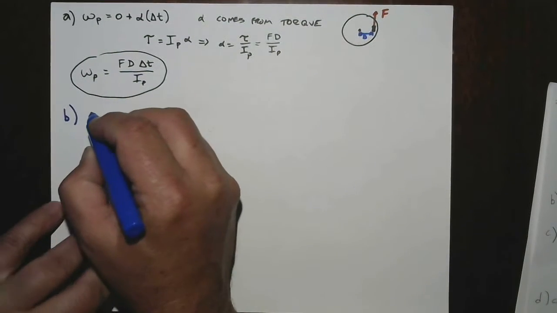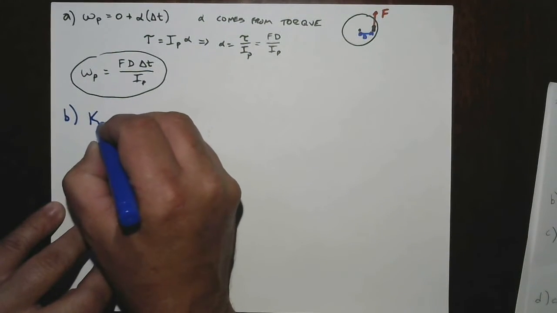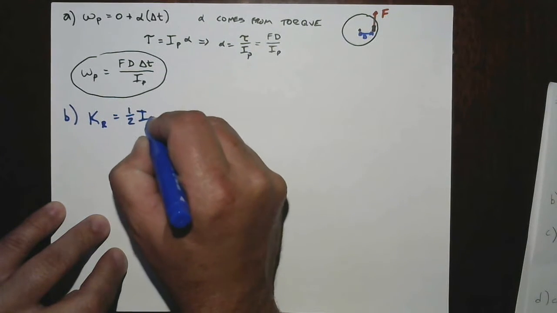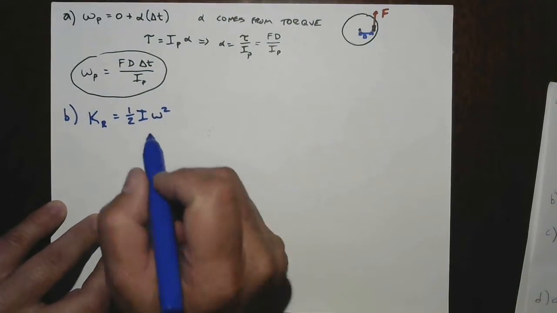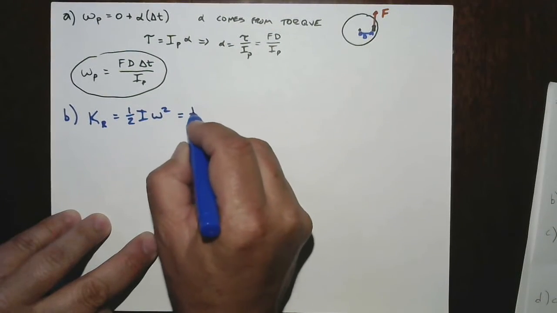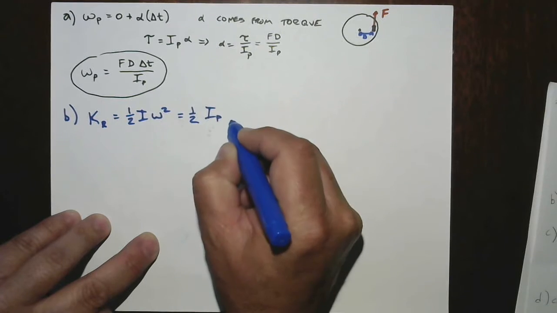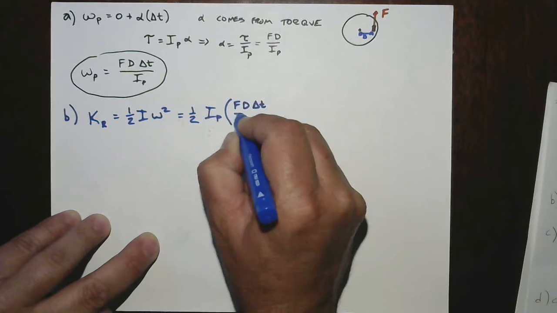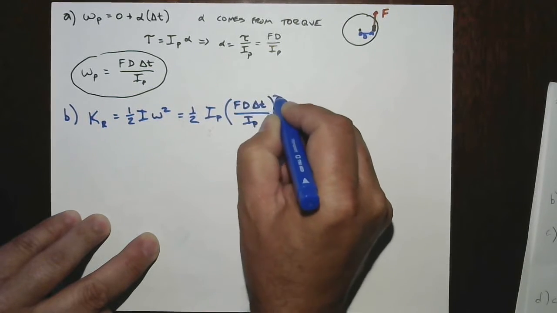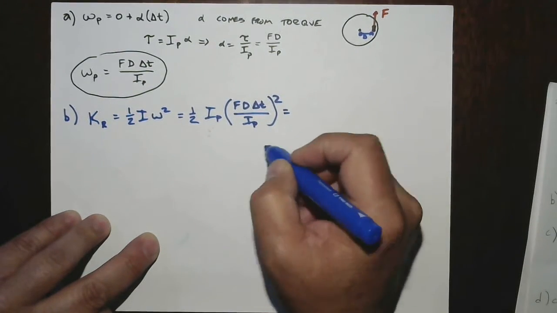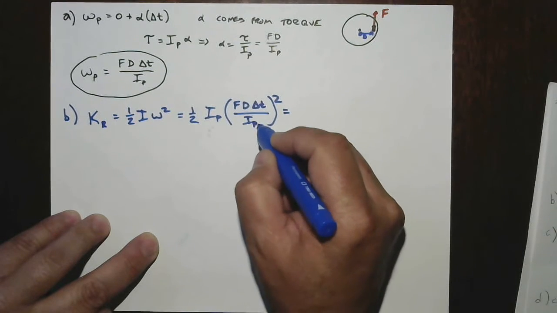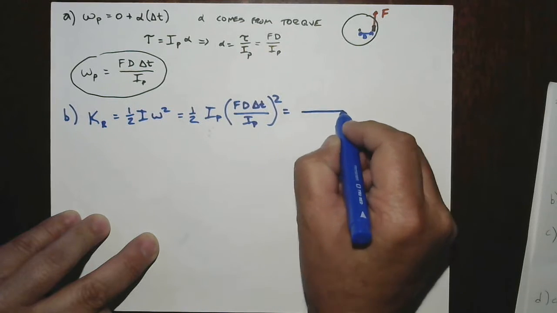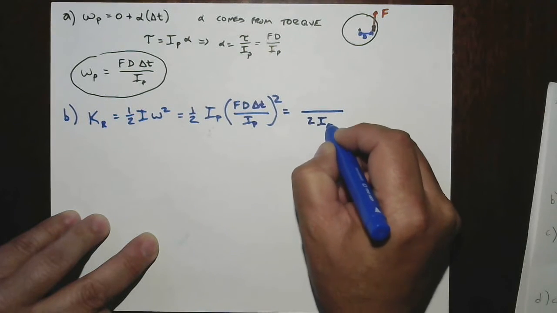Okay, B. Well, we want the kinetic energy, and we want the kinetic energy of rotation, which is, by analogy, 1/2 I omega squared. That's the general formula, but now let's be specific. We have 1/2 IP, and we have that expression that we did earlier, F d delta t over IP quantity squared. All right, 2 on the bottom. Looks like we're going to have IP squared on the bottom, but 1 IP on the top. So on the bottom of this fraction is going to survive 2 IP.